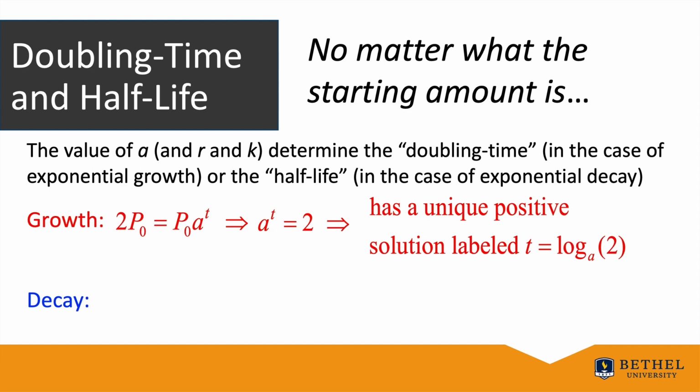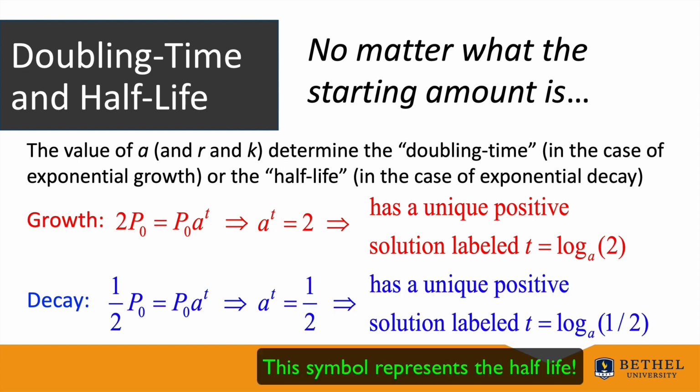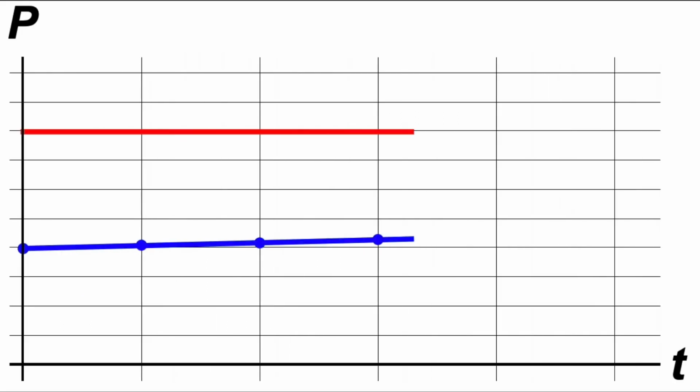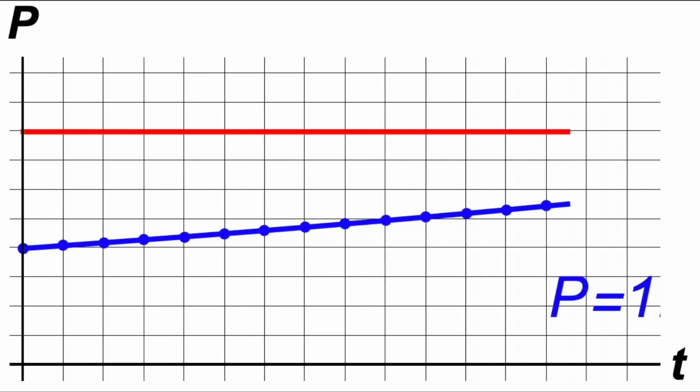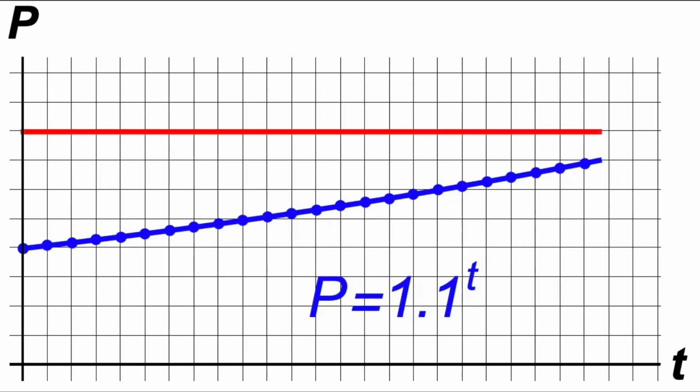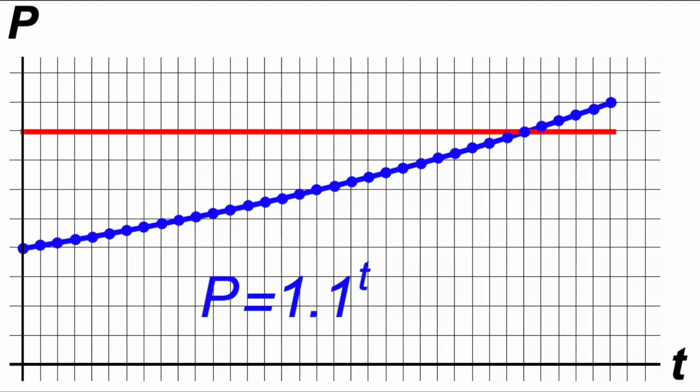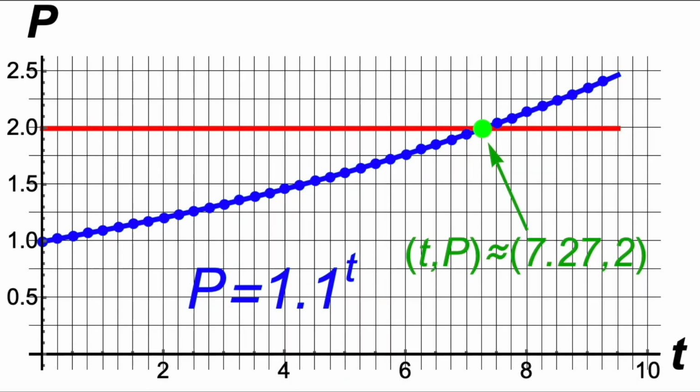In the case of exponential decay, we set 1/2 p0 equal to p0 times a to the t. We cancel the p0s again and get a to the t equals 1/2, and we can say this has a unique positive solution that we label t equals log base a of 1/2. At the moment, we can only solve for these things graphically. For the case p equals 1.1 to the t, we see that p doubles from 1 to 2 when t is approximately 7.27. That's the doubling time.